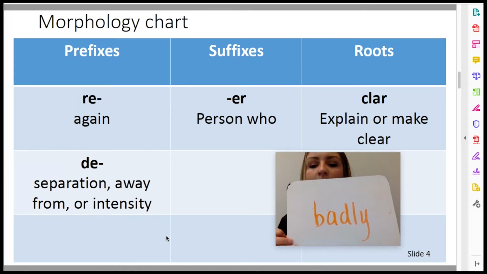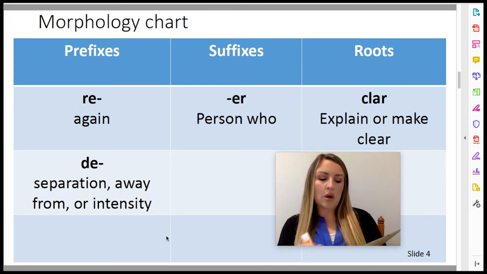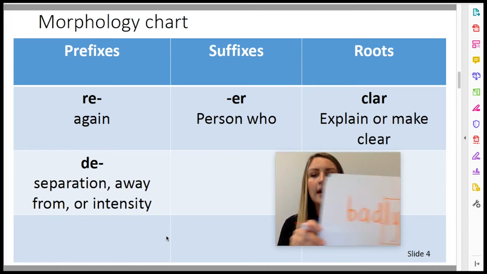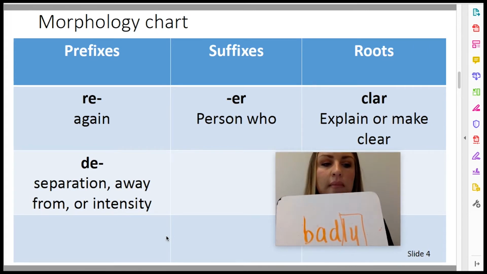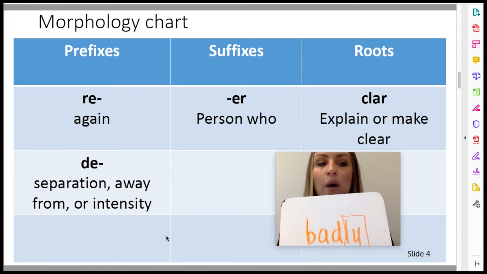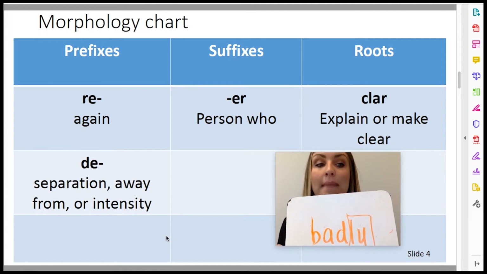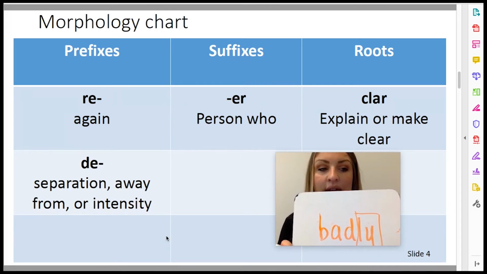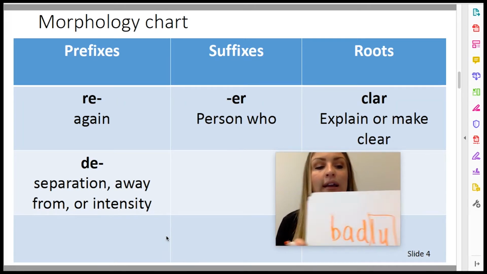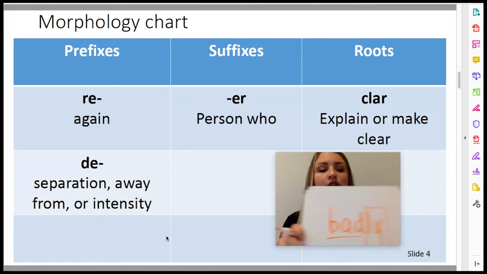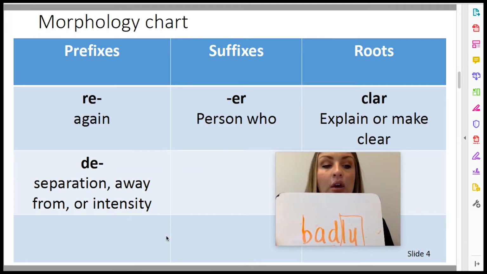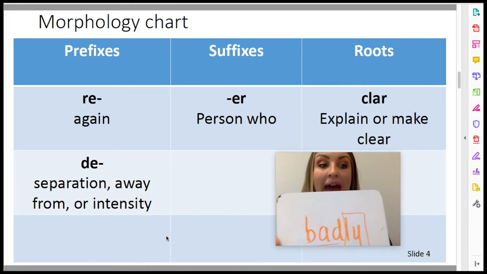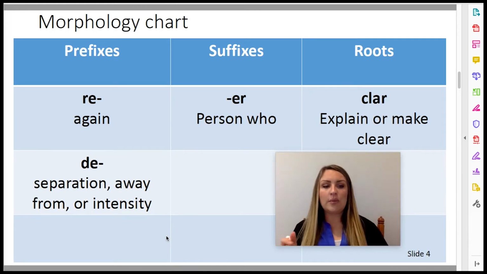Very good. What's my suffix, boys and girls? ly. I'm going to put a box around this to remind me it's my suffix. Now, ly means in a manner or in a way that is. So let's add that to our morphology chart today, boys and girls. And what is our base word? Yes, bad. So we are acting in a way that is bad. Okay? Very good, boys and girls.